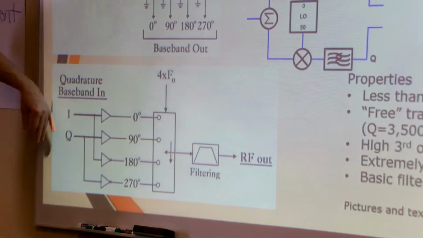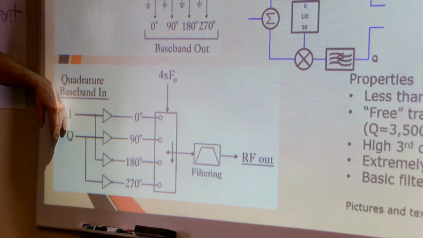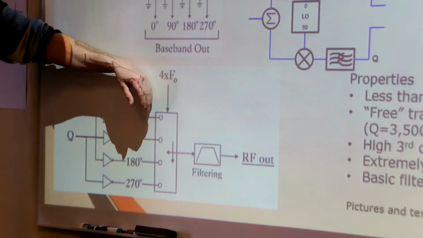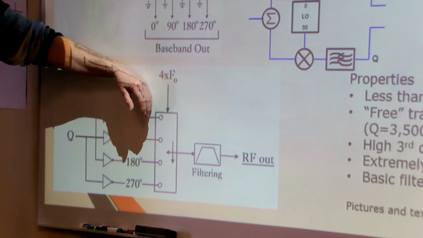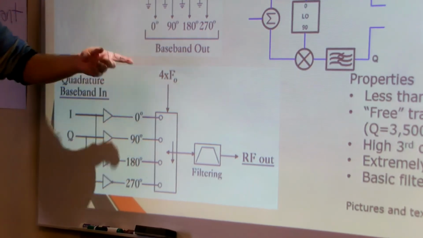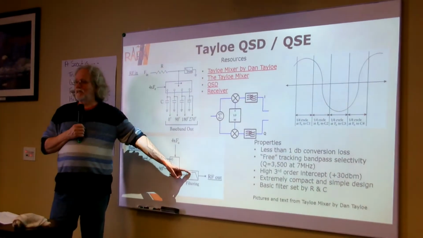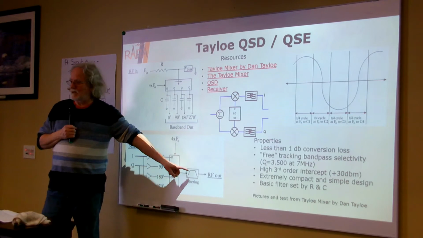So while you're coming in here with signals between 0 and 24 kilohertz, you're clocking it here at 28 kilohertz, which makes a 7 megahertz signal. And so there's your mixer. Your 7 megahertz plus your audio gives you your modulated 7 megahertz signal coming out.